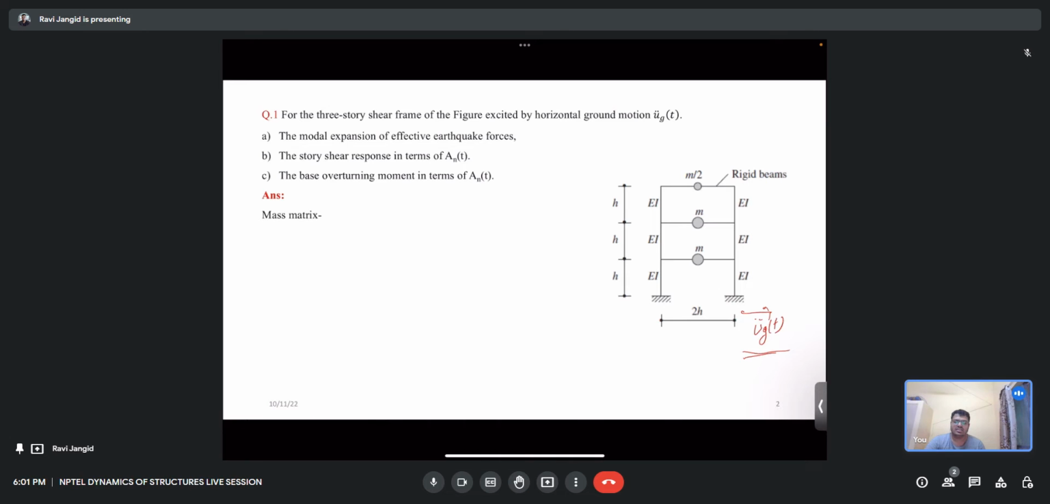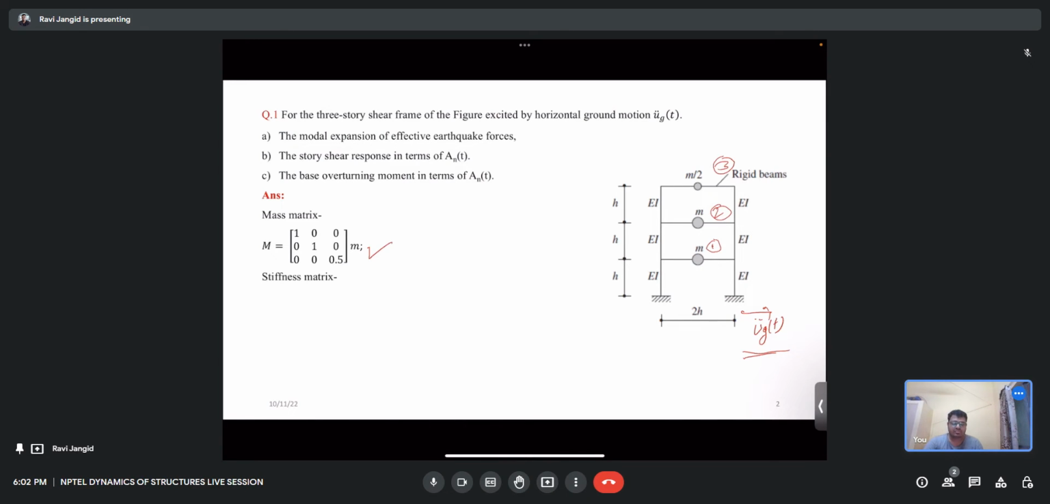First, let us write the mass matrix. This is the first degree of freedom, this is the second degree of freedom, this is the third. We solved the same type of question in the last session, so you can see how we develop the mass matrix and stiffness matrix, and how we calculate the eigenvalues and eigenvectors. The whole calculation is discussed in that session. So this is the mass matrix.